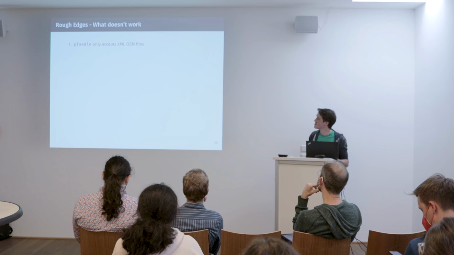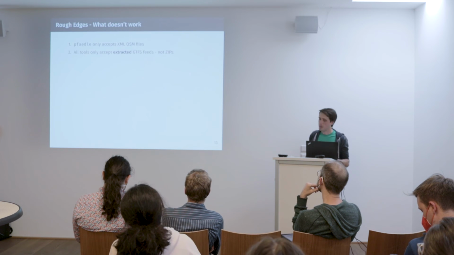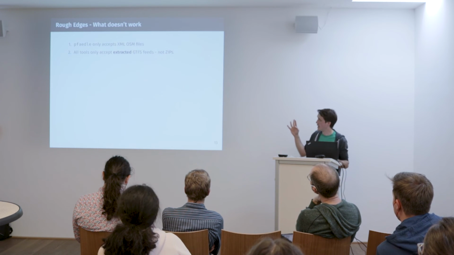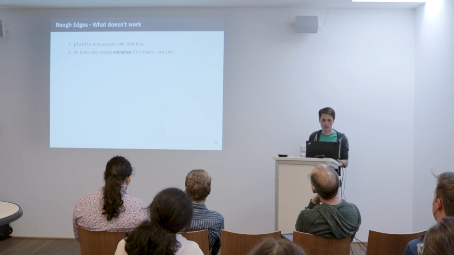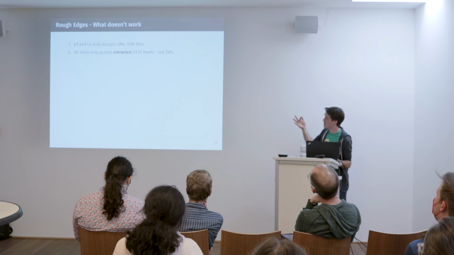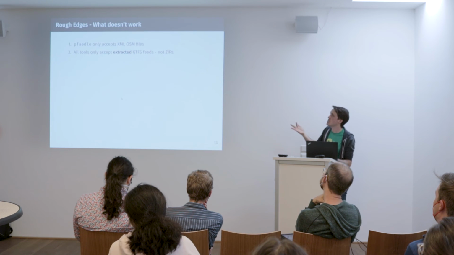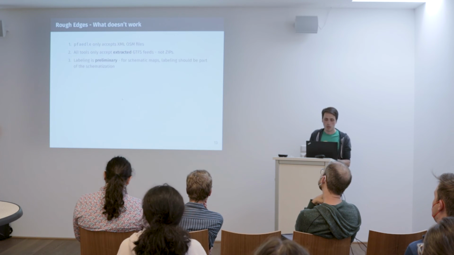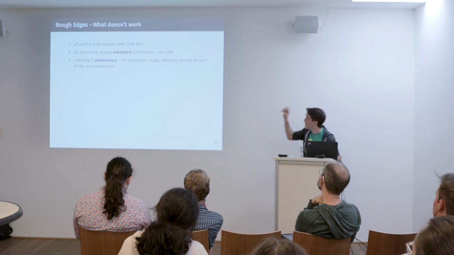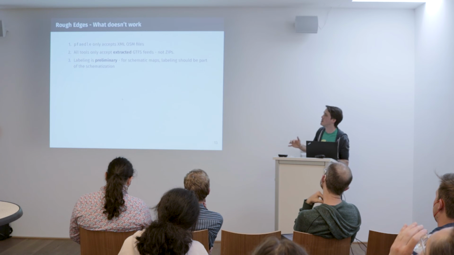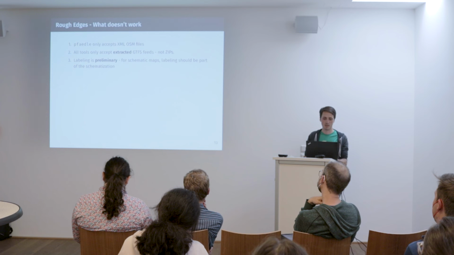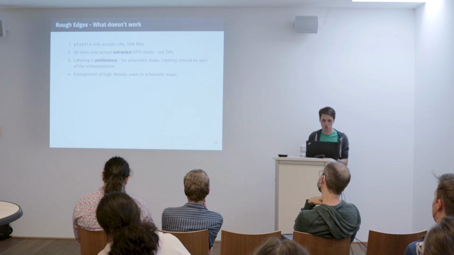So if you find any bugs in trying this, just tell me. pfaedle, for example, can only accept XML files for the OpenStreetMap data, which is a bit unhandy if you take very large OpenStreetMap data sets. All the tools I've presented here can only accept extracted GTFS feeds, which is also a bit unhandy because GTFS feeds typically come zipped. The labeling, as I've mentioned, is completely preliminary. And of course, for schematic maps, the labeling should be part of the schematization because you need some space for the labels, and we have not implemented this. This is the next big thing we have to do.